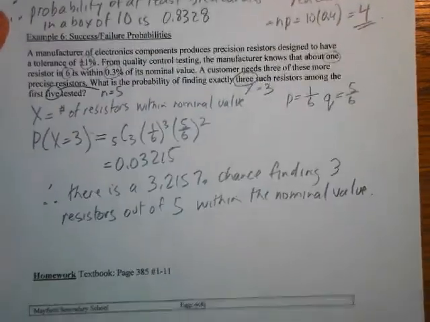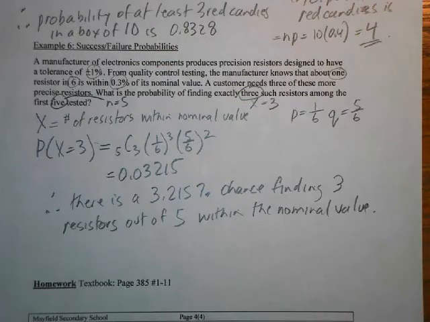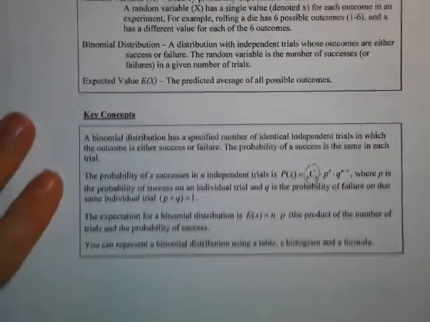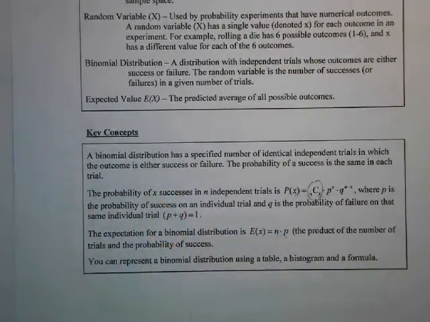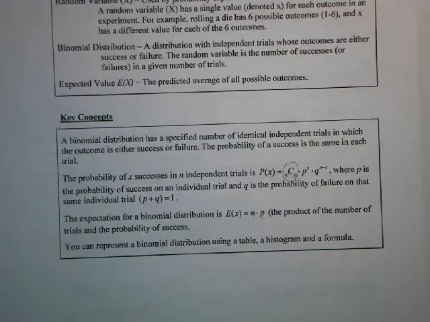Okay, so that is it for the lesson. Hopefully if we just go back quickly, I don't want to delay this too much more, but I promised we would do this. So there's the definition of binomial distribution. If we read it now, it should make more sense. A specified number of identical independent trials in which the outcome is either success or failure. The probability of success is the same in each trial. Every question had a different probability, but the probability of the first, second, third pull was exactly the same as any other. It doesn't change.